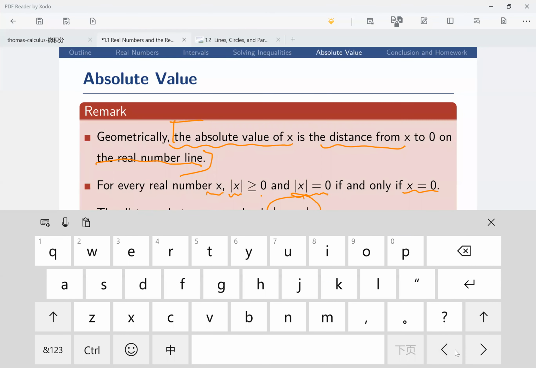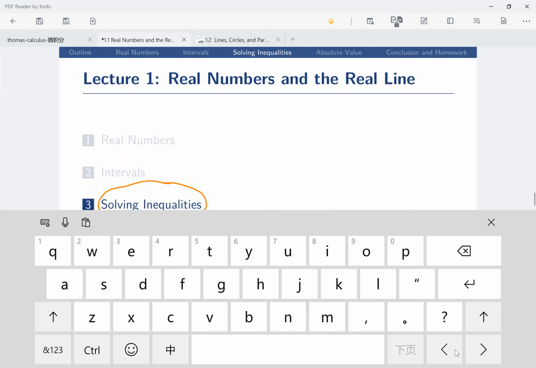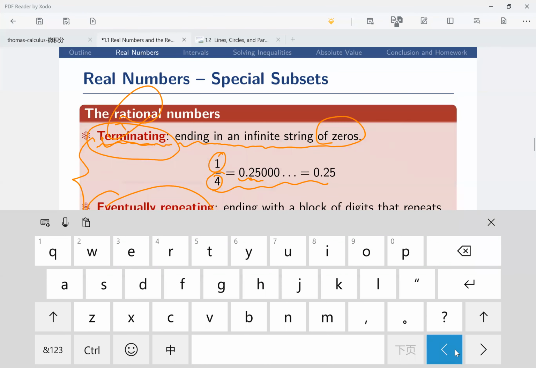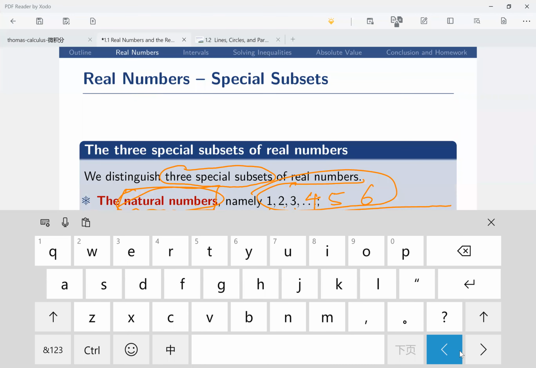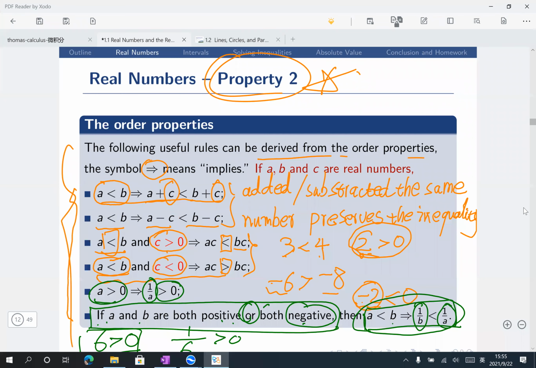This property. This is the order property. I think you didn't mention this property. Let's say if A is smaller than B, then 1 over B is smaller than 1 over A, right? This is the next property about the real numbers.